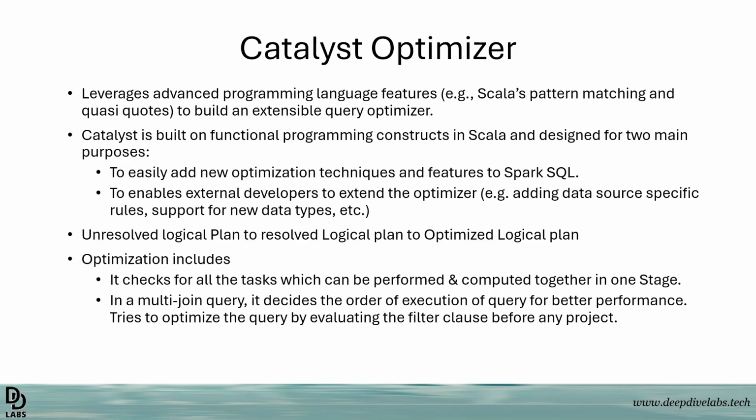Then in a multi-query join, it decides the order of execution of the query for better performance, right? So there could be several physical plans that come out of it. That's why after the cost modeling, one of the plans is selected. So the optimization tries to optimize the query by evaluating the filter clause before the project.